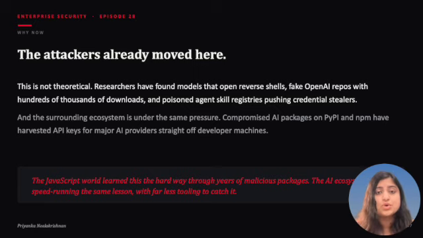Compromised AI packages on PyPI and NPM have harvested API keys for major AI providers straight off developer machines, the same machines where all your AI development is concentrated. The JavaScript world learned this in a very, very hard way. I tell you, over years of malicious packages and typosquatting, the AI ecosystem is speedrunning that exact lesson right now with far less tooling to catch it.